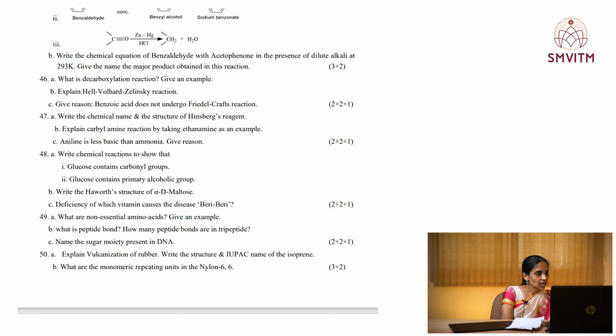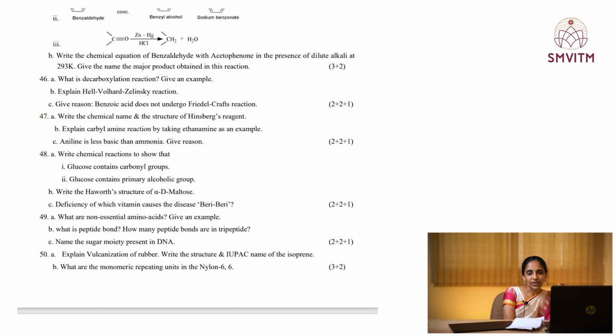Last question is from polymers. It is on vulcanization of rubber. Explain vulcanization of rubber. What you have to write is, natural rubber is heated with sulfur in the presence of appropriate additives. Sulfur forms cross links at the double bond positions between the rubber chains and makes it stiff. So, this is vulcanization.